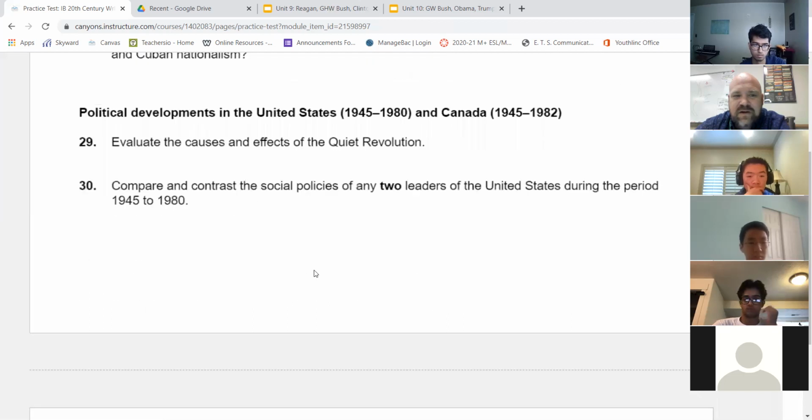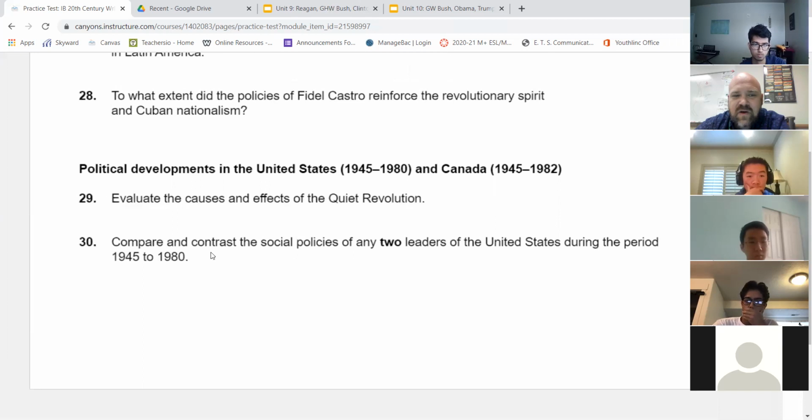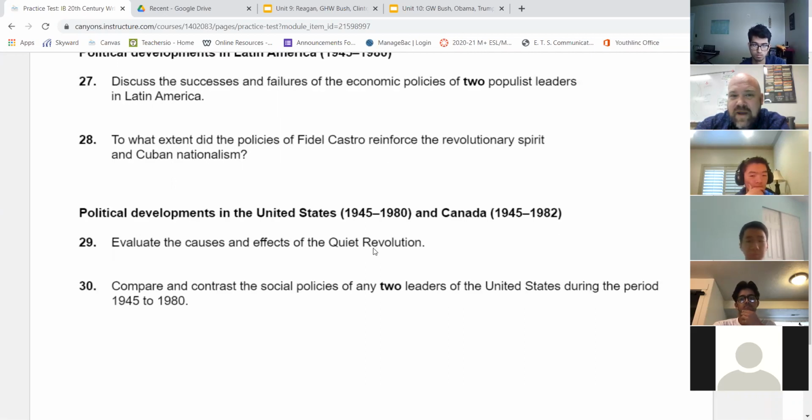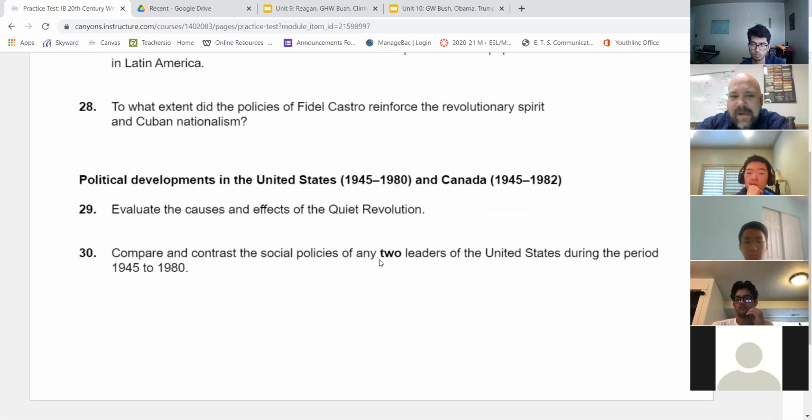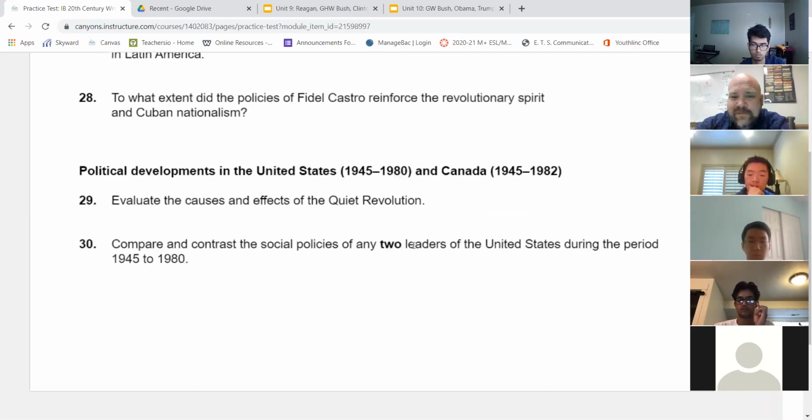Okay, so let's move backwards here. Quiet revolution, you're not gonna get. So here we go. Compare and contrast the social policies of any two leaders of the United States during the period of 1945 to 1980. Can you compare any two leaders of the United States? It doesn't mean strictly presidents. You could compare John F. Kennedy and Eugene McCarthy, if you want to talk about McCarthyism or something like that. Yeah, you could.